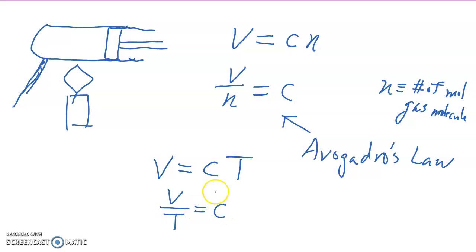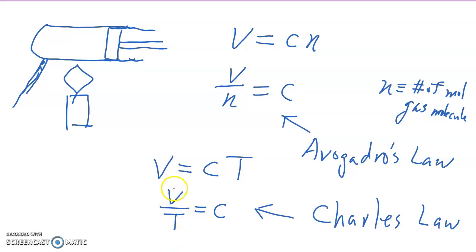By the way, this C is just a constant. It can be another constant, not the same constant. I'm just putting a C here. And this is called Charles' law. That means if you increase the temperature, you're going to increase the volume as well in order to keep the same proportional constant. Okay, let's look at the next one.